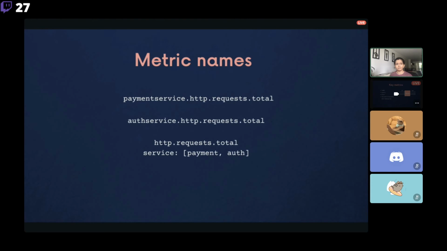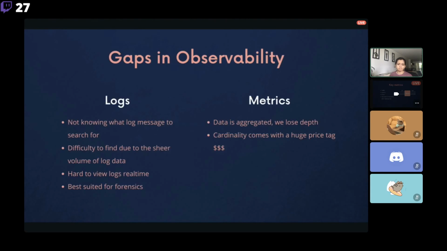So we were at a good stage, right? We improved the logs a bit. We improved the metrics a bit. So we were like, yeah, I think we are in a good spot now. But still, there was a gap. There was a gap in observability. With respect to logs, like I mentioned, you always need to know what log message to look for.